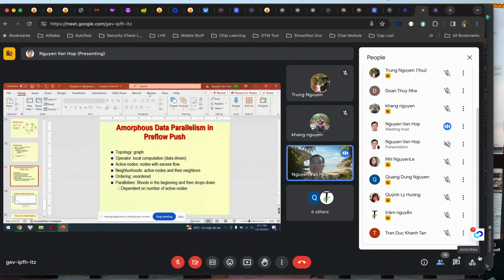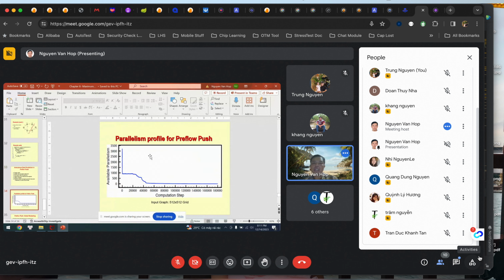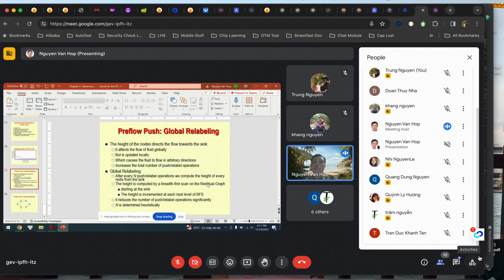Okay. You see the idea of this one is a graph, and the nodes with excess flow. We call them active nodes and their neighbors. Then the ordering is unordered. Parallel at the beginning, and it drops down depending on the number of active nodes. Okay, that's it. Actually, the running time for this one is convergence to the optimum solution.